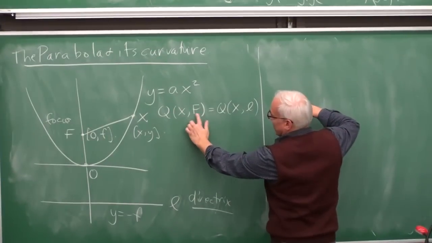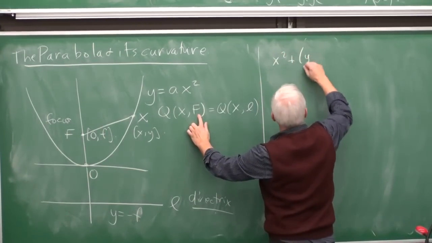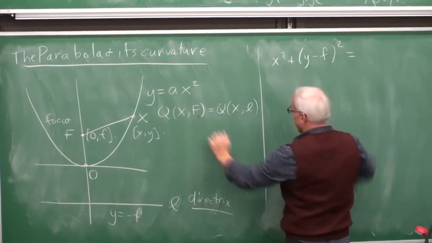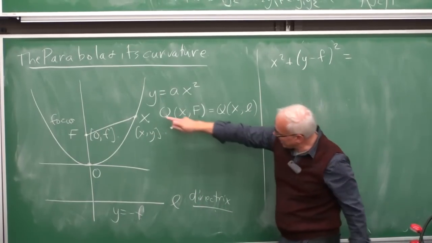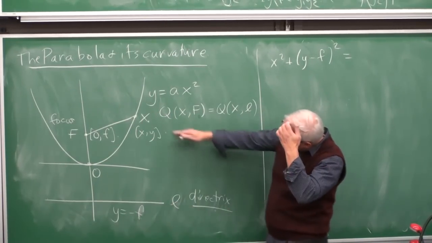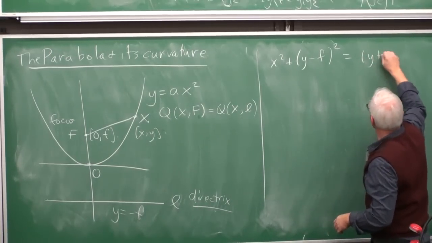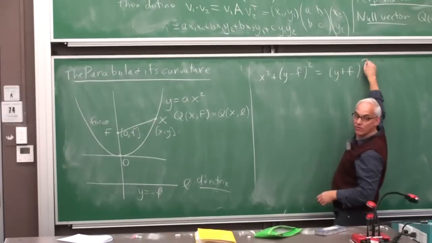So the distance squared between x and f is x squared plus (y minus f) squared. And the distance squared between x and the line just depends on the y coordinate here, so it'll be (y plus f) squared.